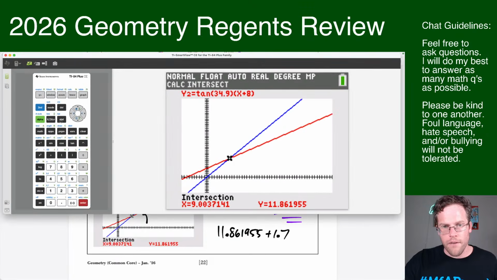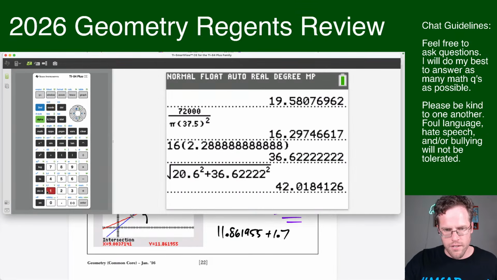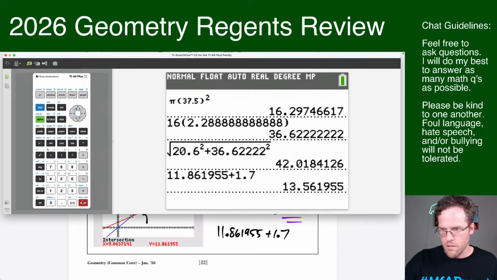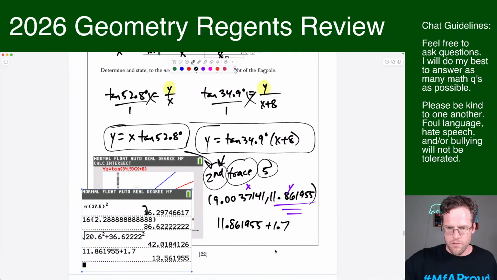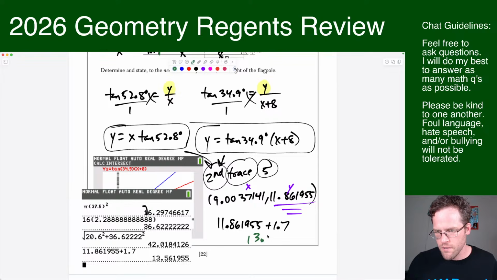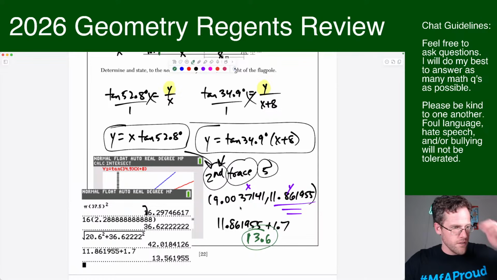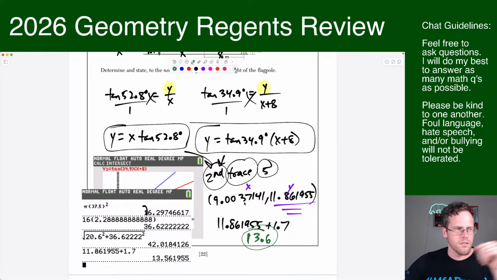If they want to turn trig into a 6-point question, that's how they would do it. Just ruin everyone's day. So this plus 1.7, and then to the nearest 10th, it would be 13.6. So I would just say 13.6 as my final answer. So that's the final answer, 13.6. Second trace 5 just wins. Please do that.